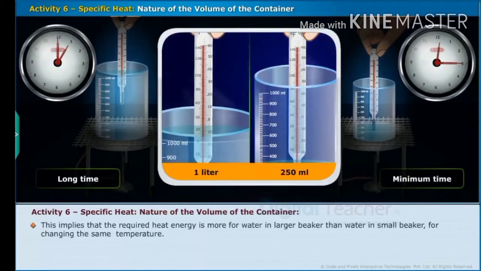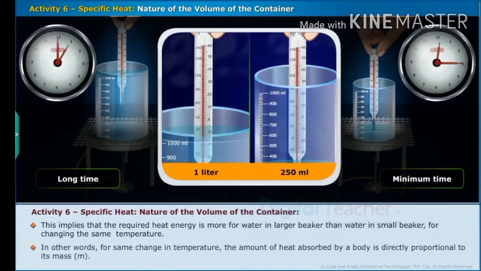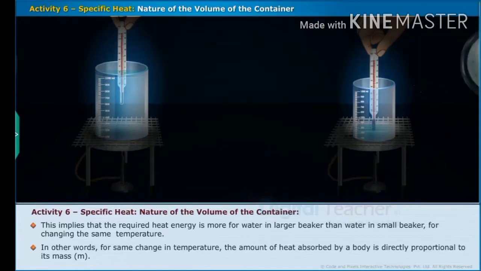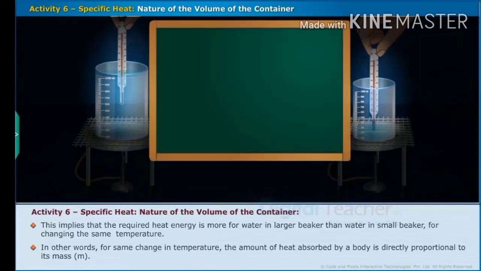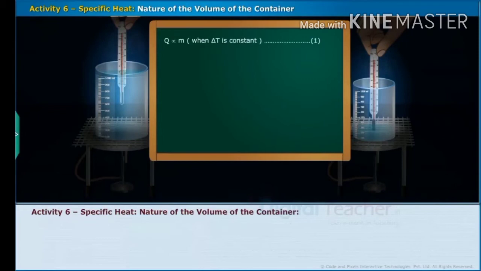This implies that the required heat energy is more for water in larger beaker than water in smaller beaker for changing the same temperature. In other words, for same change in temperature, the amount of heat absorbed by a body is directly proportional to its mass m. Q directly proportional to m when delta T is constant. Consider it as equation 1.